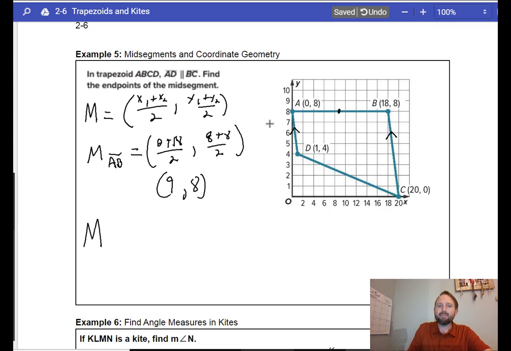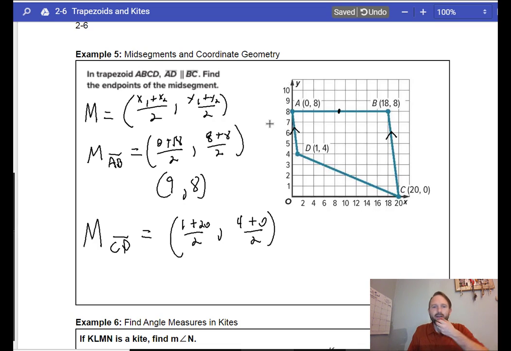Next up, the midpoint of CD will equal (1 plus 20) divided by 2 for the x values, and then the y values would be (4 plus 0) divided by 2. Well, 21 divided by 2 is going to be 10.5, and then 4 divided by 2 is 2. So this is at (10.5, 2), right about there. So that would be the endpoints of the mid-segment.